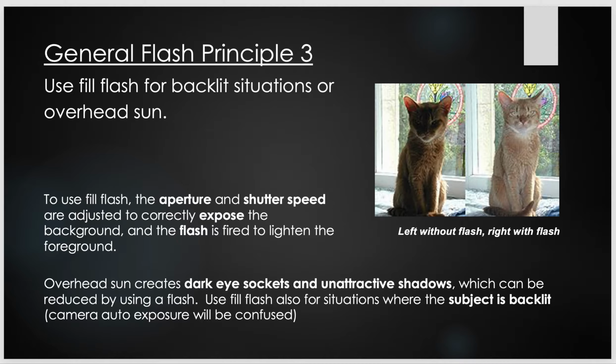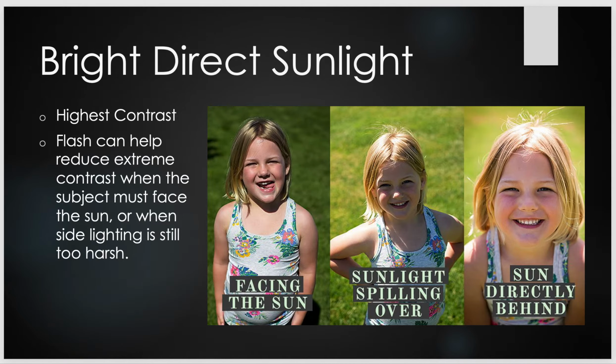In bright, direct sunlight, flash can help keep that extreme contrast. And the one on the far right here is showing she's got the sun overhead, or well, directly behind her. Sorry, it looks like it's slightly overhead here because here's the highlight on her head. And the flash has allowed the photo to get rid of that awful high contrast, right?